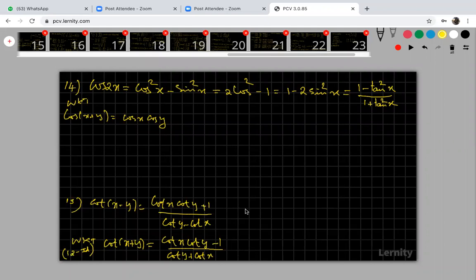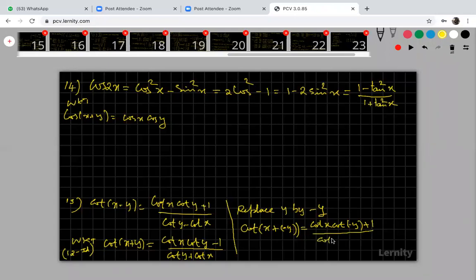How to prove that? Replace y by minus y. What is the answer here? Cot of x plus, in place of y I am going to apply minus y, so this is cot of x plus minus y, which is equal to cot x times cot of minus y plus 1, divided by cot of minus y plus cot x. Now look at that.